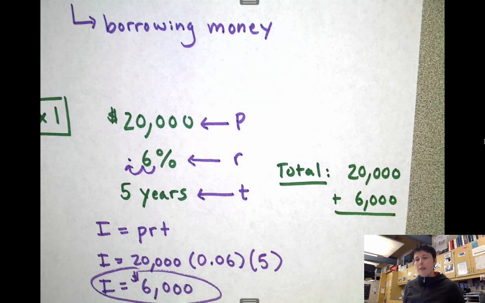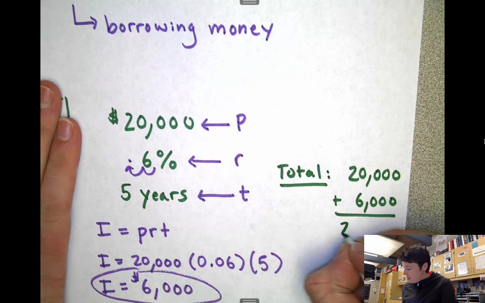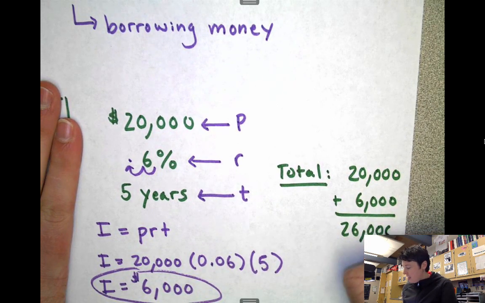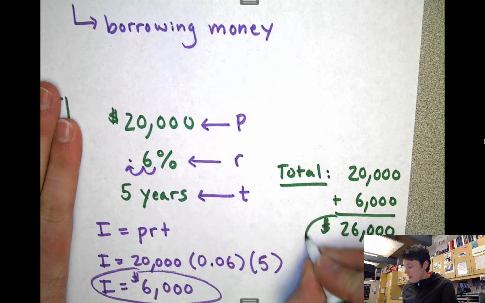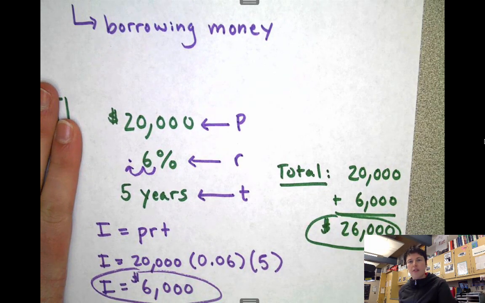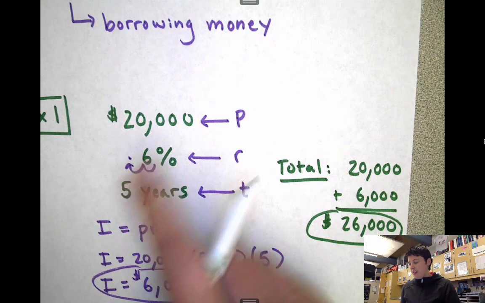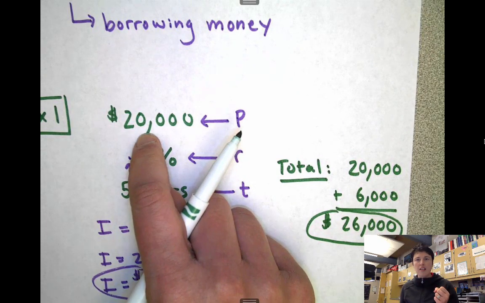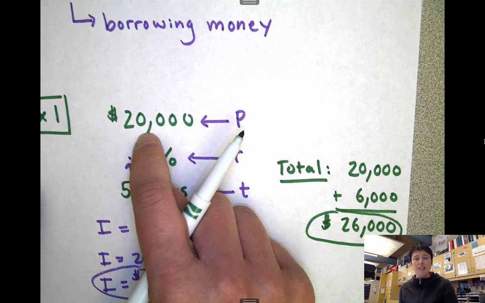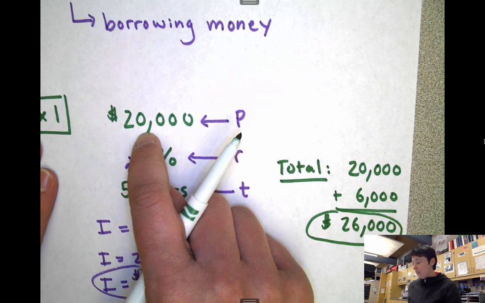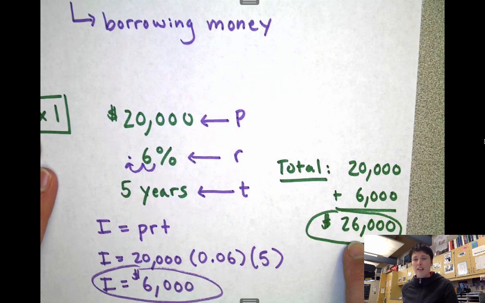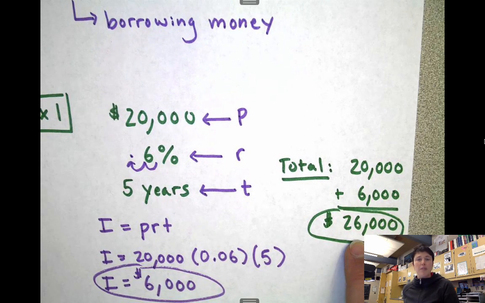So 20,000 plus 6,000 is 26,000. So it's kind of tricky. You know what that means? You actually paid $26,000 for your car. You buy that nice new car, it's got a sticker price on it for $20,000, and you're like, sweet, I got a good deal, or I'm happy with the price. Well, don't forget, you're actually paying this much for your car. It's just going to take you 5 years to make those payments. That's what a loan is.